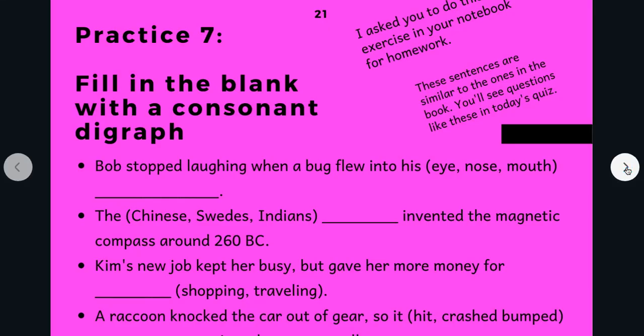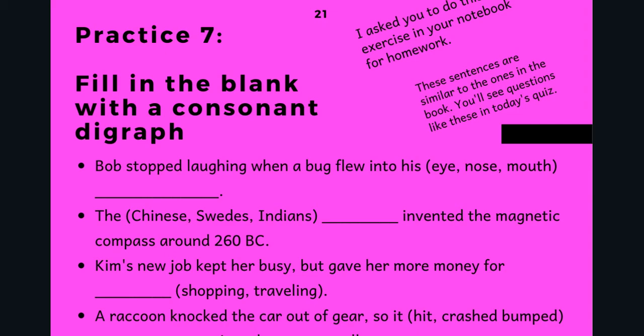All right, so I asked you guys to do practice 7 in your notebook. And I'm going to have some quiz questions on this. When you're done watching this video, you should go take the quiz. And you'll see that I do this a lot. Sometimes I use the questions that are in the book and I tweak them just a little bit for my examples. So for example, in the book, you'll see that question number 1 says, Professor Tate stopped lecturing when a bug flew into her eye, nose, or mouth. And I just changed it a little. Bob stopped laughing when a bug flew into his eye, nose, or mouth.